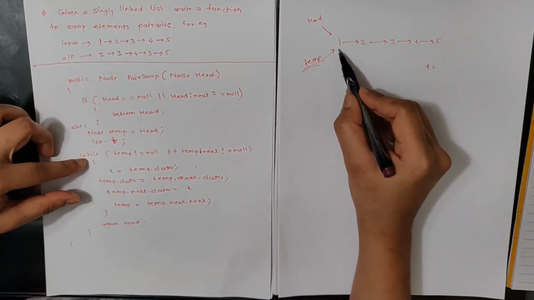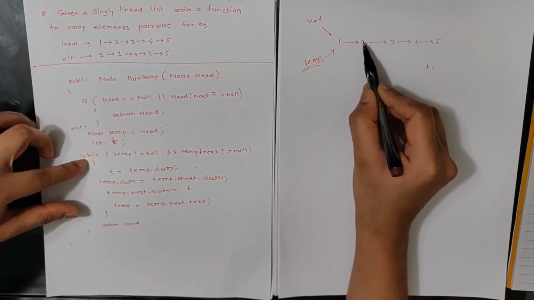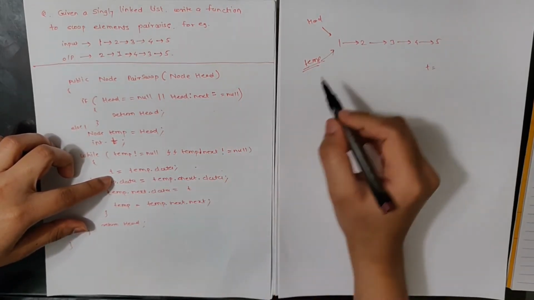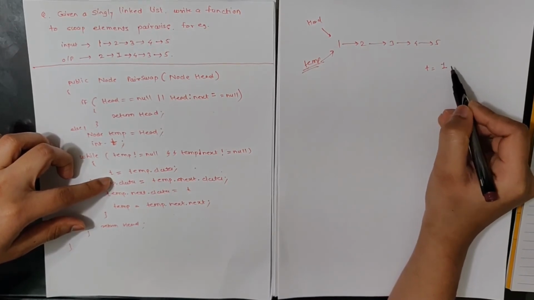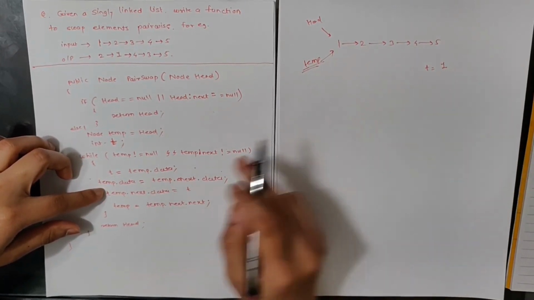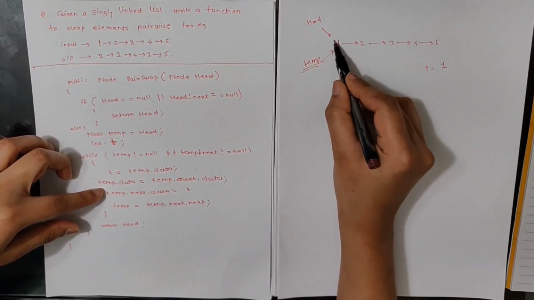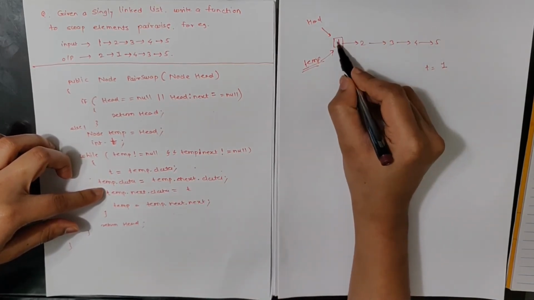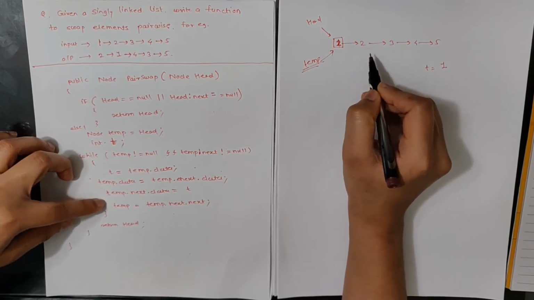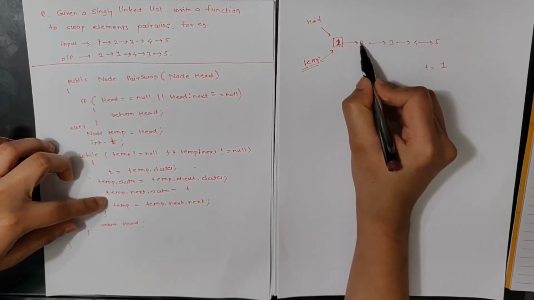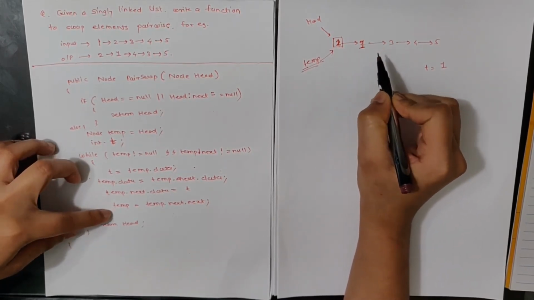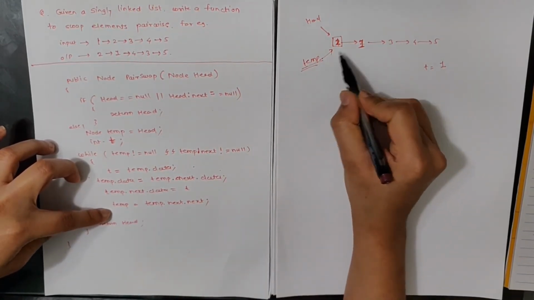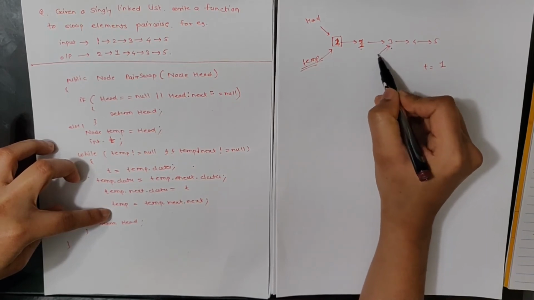Now we'll check whether temp is not equal to null and temp of next is not equal to null. So then t is equal to temp of data. Currently temp of data is 1. Now temp of data is equal to, we can override this, temp of next data, that is 2, we will assign it here. And now temp of next data is equal to t, that is 1, and we will move the temp to temp of next of next, so next temp will be here.